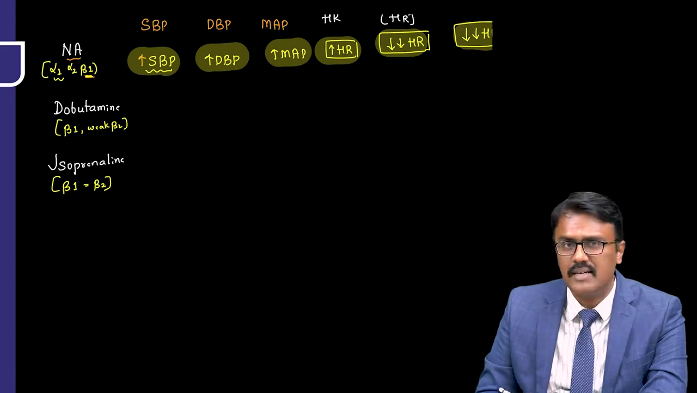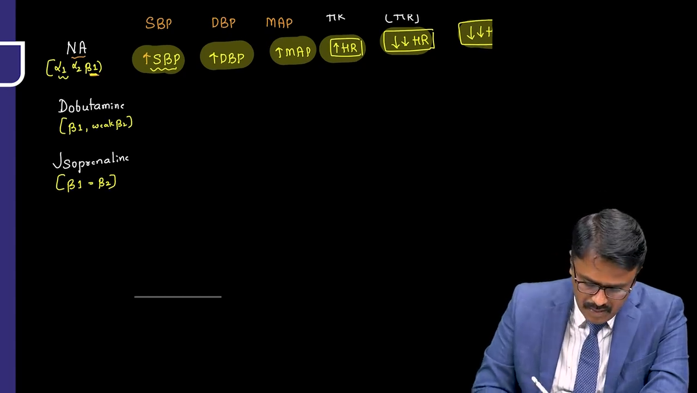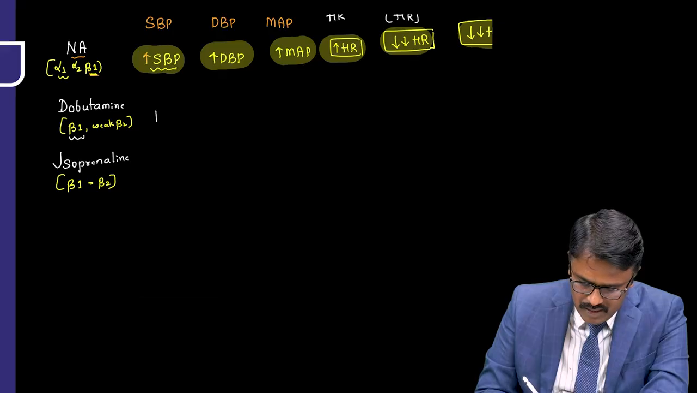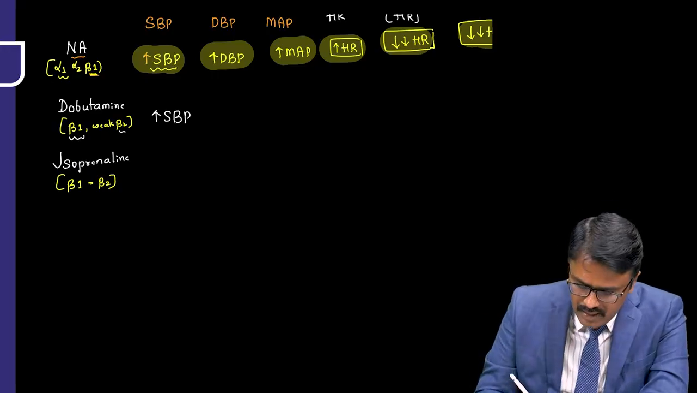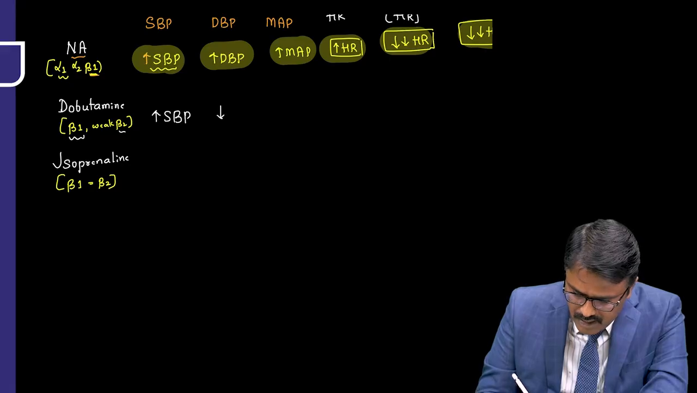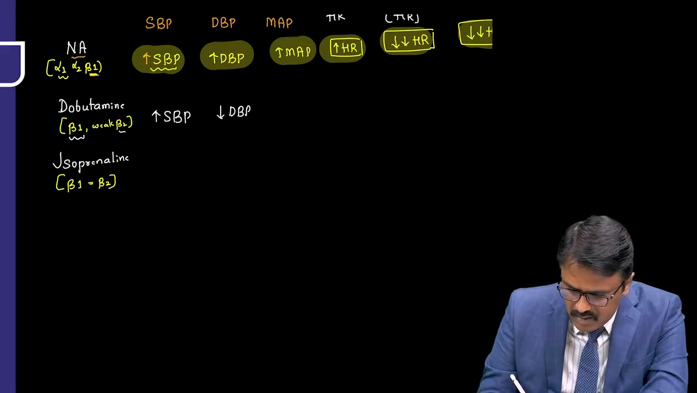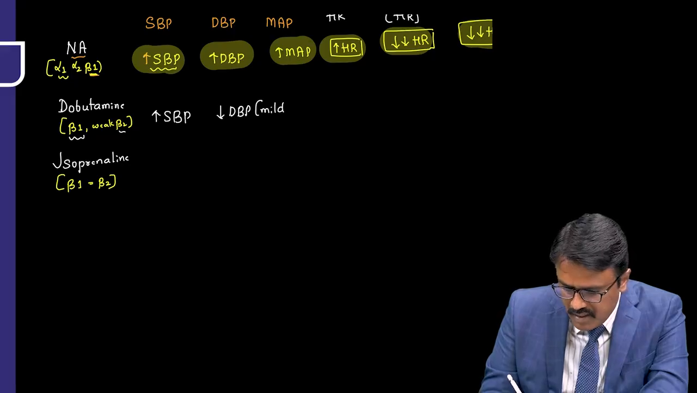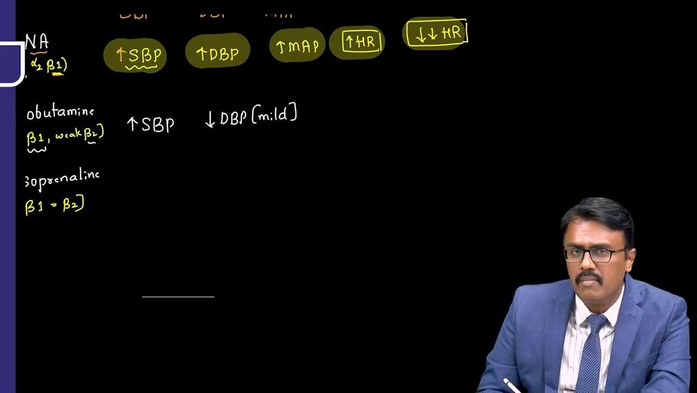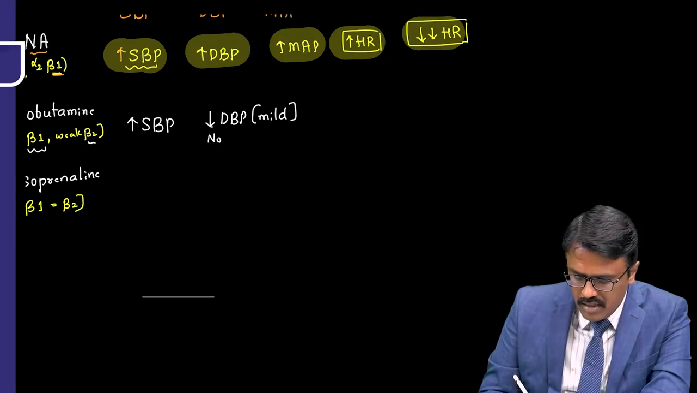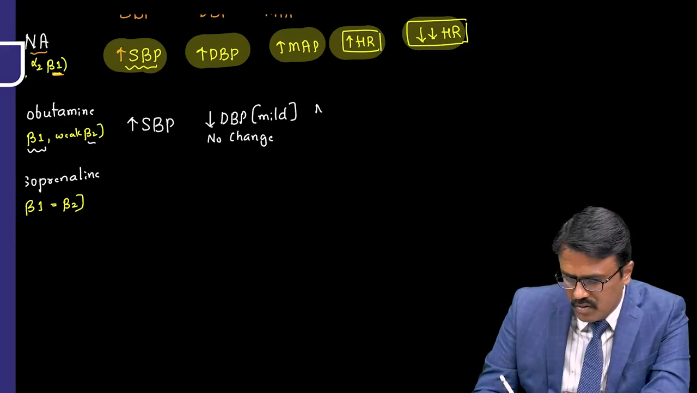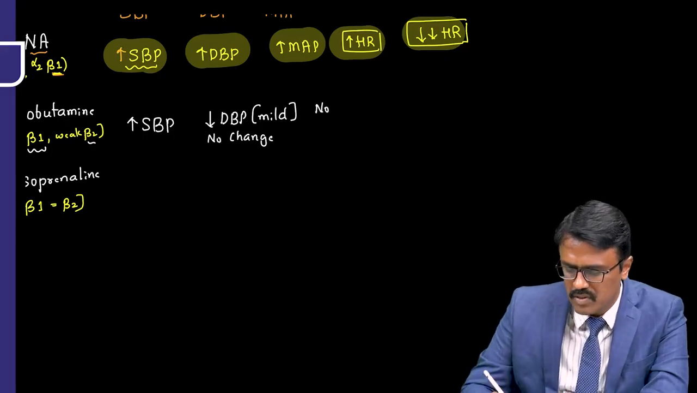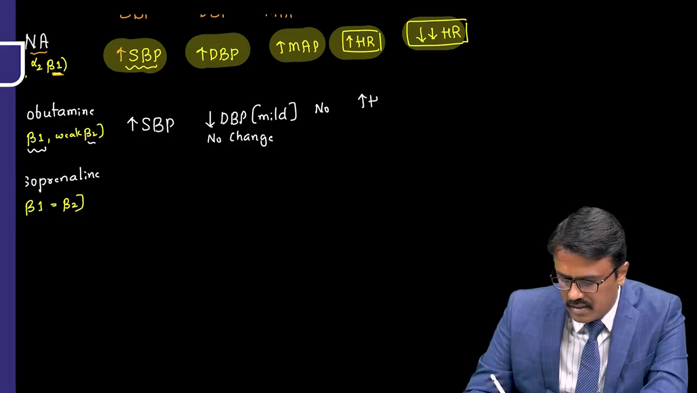Now moving on to the next drug, dobutamine. So dobutamine acts on beta 1, so it increases systolic blood pressure. But it has weak beta 2 action, very negligible. So it can decrease the diastolic blood pressure, but remember it is only a mild decrease. It is a very mild decrease or no change in diastolic blood pressure. And what about mean arterial pressure? No change. And what happens to the heart rate? It increases the heart rate.